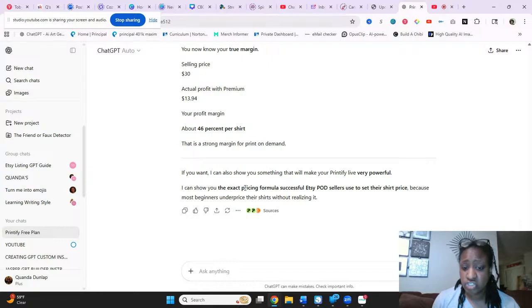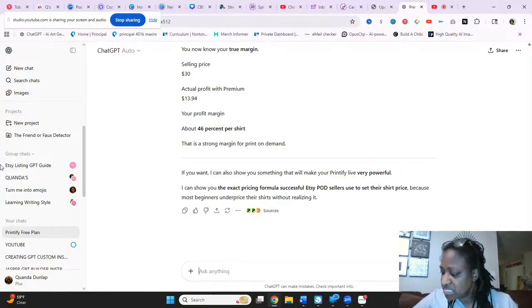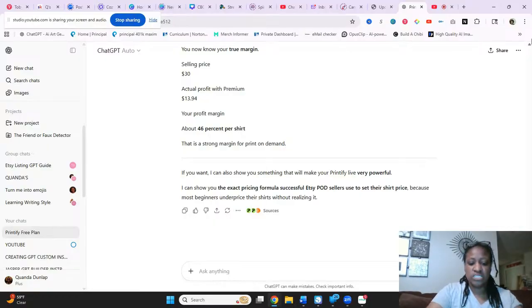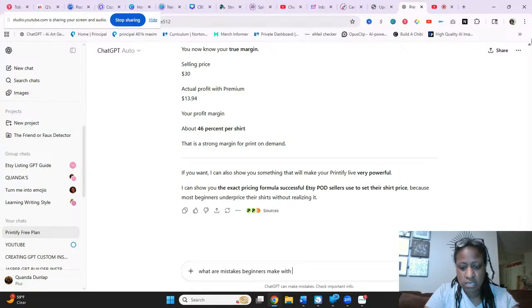If you want, I can also show you something that will make your Printify live. Girl, not now. Don't make it live. Don't make it powerful now. Okay, so right now I'm still leaning towards the free, right? And then it says mistakes beginners make with Printify. So let's type that in. What are mistakes beginners make with Printify?